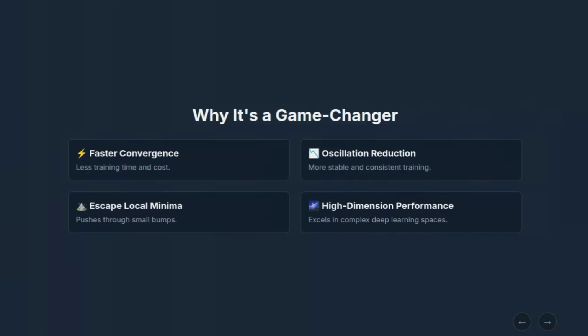Advantage 2, massive reduction in oscillations. See how smooth this trajectory is compared to vanilla gradient descent? This stability is crucial for consistent training in deep neural networks.